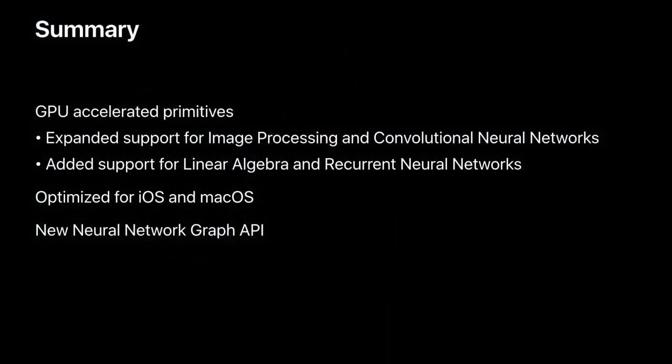Thank you. And on this note, let's go to the summary. So in this session, we talked about all of the new primitives that we added to the MPS framework this year. We've expanded our support for image processing primitives and for convolutional neural networks. And we've added support for linear algebra and recurrent neural networks. The framework is optimized for iOS, as I told you, and now these primitives are also all available on the Mac. We also talked about the new neural network graph API, and we showed you how easy it is to use to build and execute your networks on the GPU, and that it makes it possible for us to deliver the best performance for your networks across different GPUs.